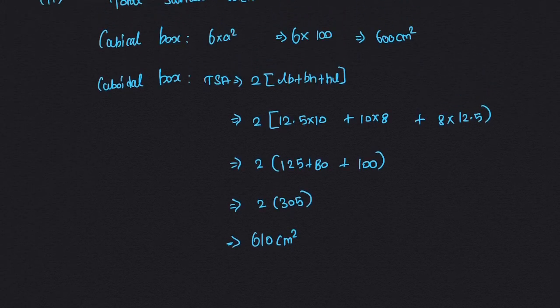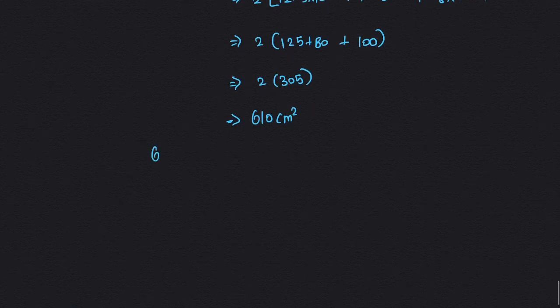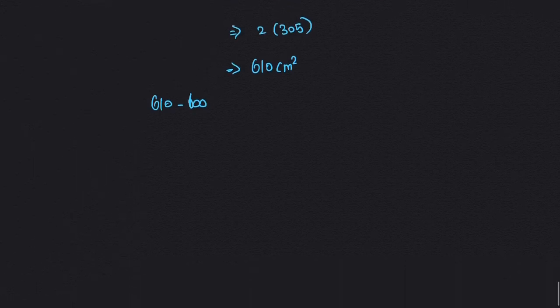Now compare: the cuboidal box has more area. The difference is 610 minus, sorry, 600. So the difference is 10 centimeter square. So the cuboidal box has more area than the cubical box by 10 centimeter square.